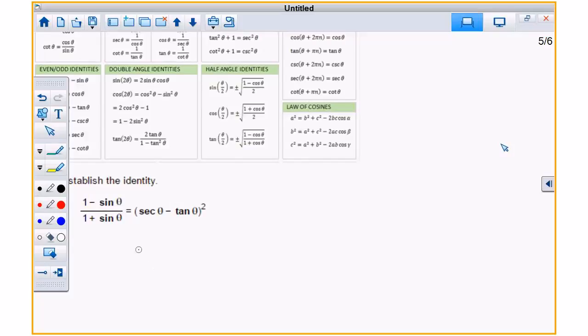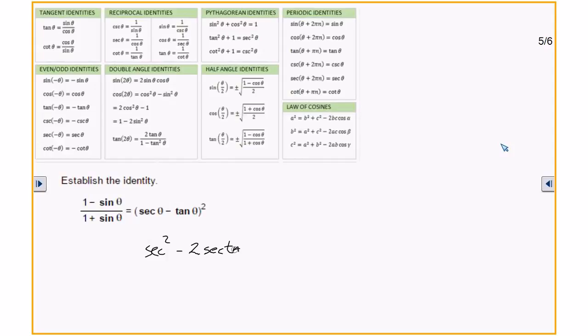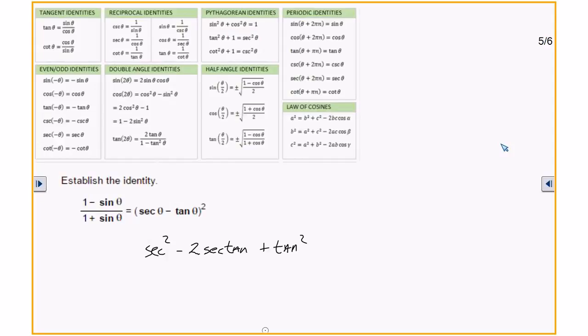This is going to be secant squared minus 2 secant tangent plus tangent squared. That don't look too promising.